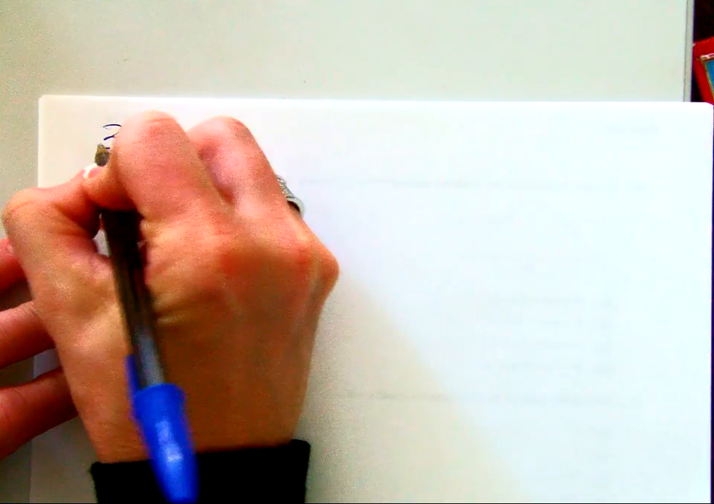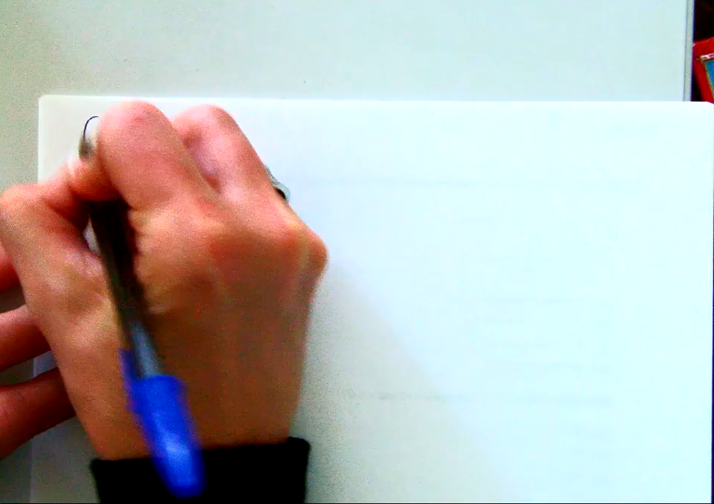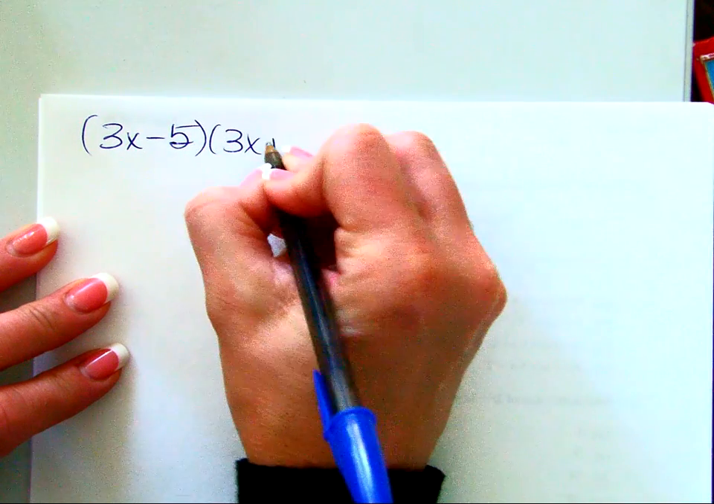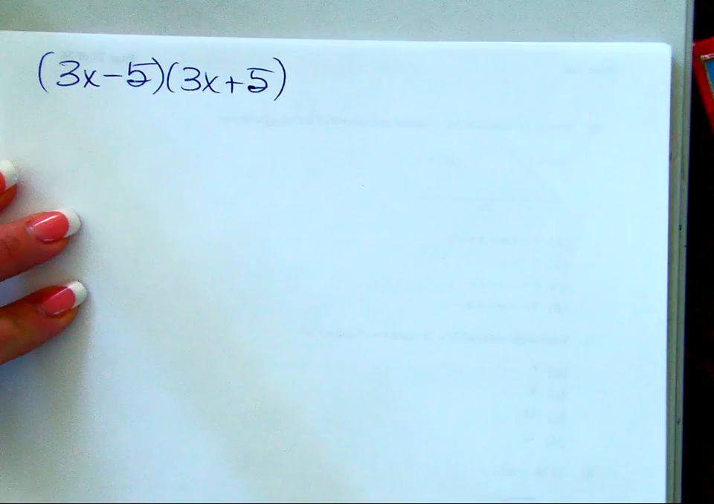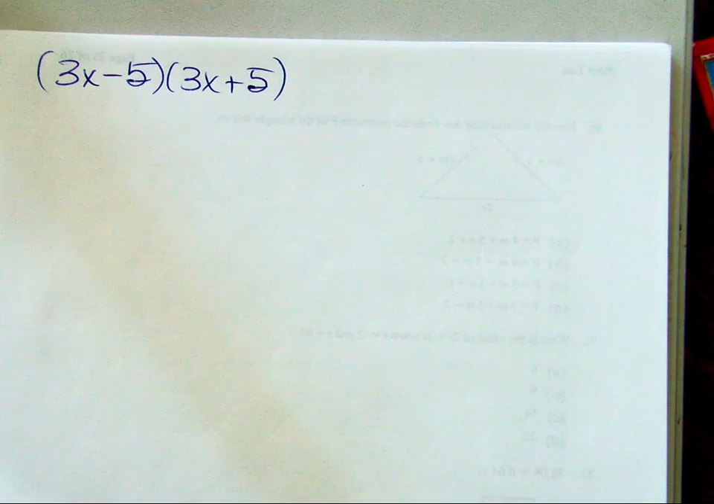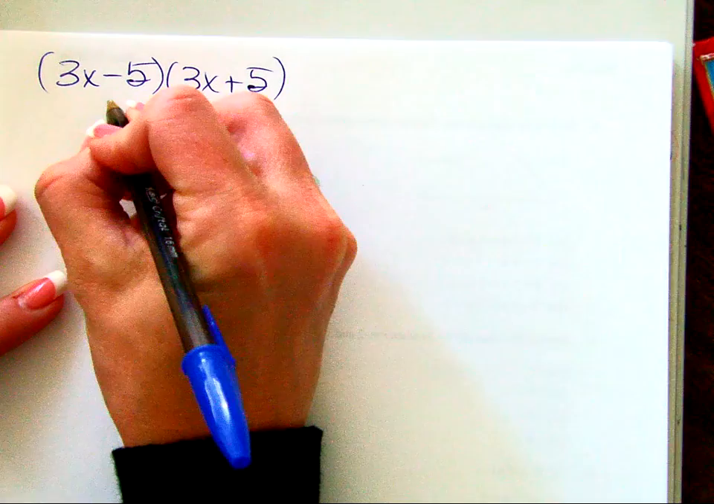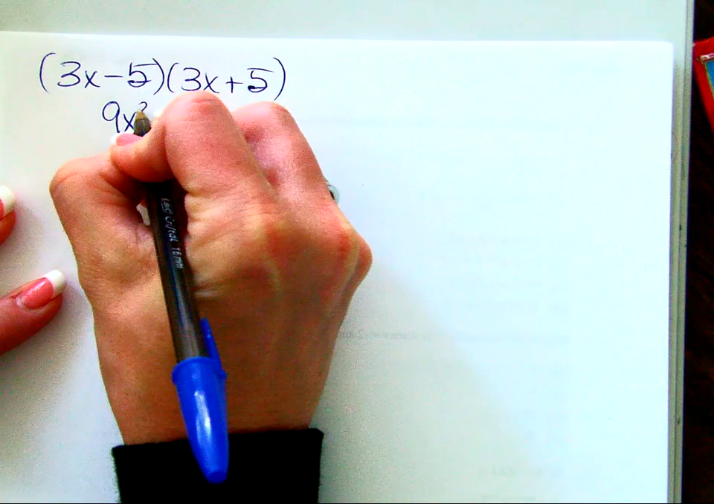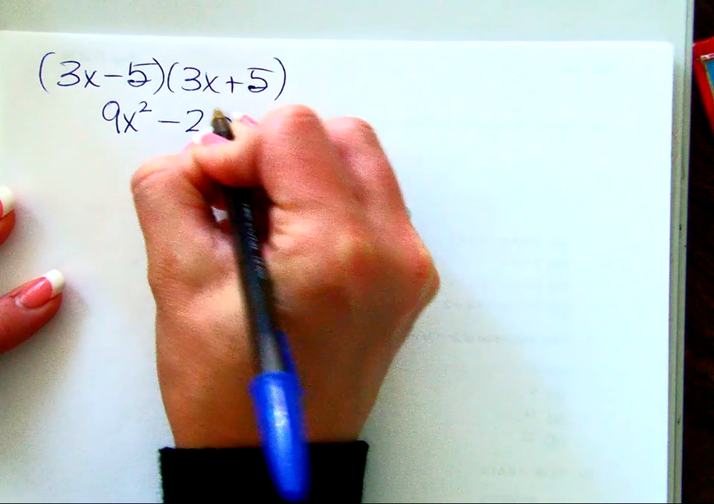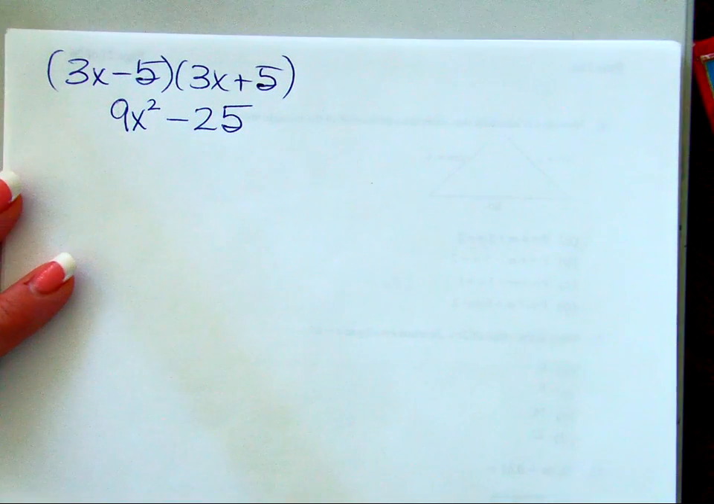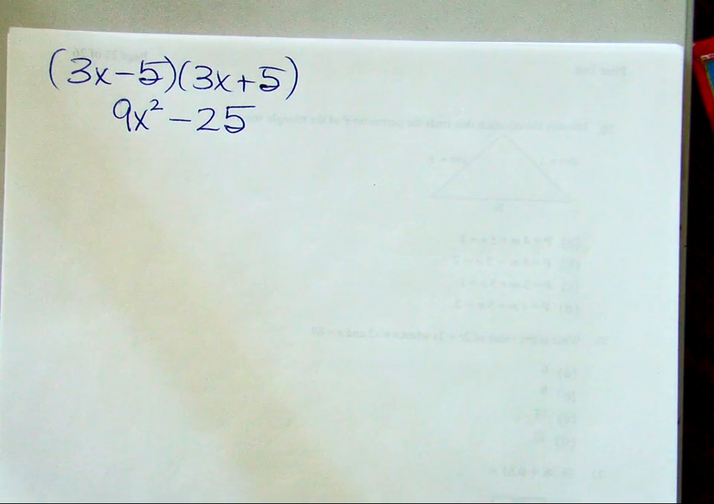So try this one right now on your own using the shortcut. 3x minus 5 and 3x plus 5. Okay? So try not to use FOIL. Just see if you can use that shortcut. Your answer should come real quick. What you got? Anyone? Sophia. 9x squared, yep, minus 25. Good, yep, okay, good.